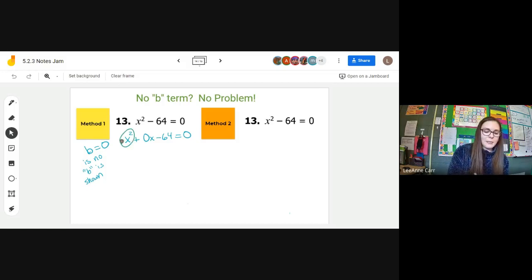Now I have my A, B, and C, and I can think of numbers that multiply to negative 64 and add to 0. So away I go. I'm going to make my factor tree of negative 64. Again, this is a negative, so I do have to have those 2 sets of each number. And I flip-flop the negative. What else multiplies to 64?